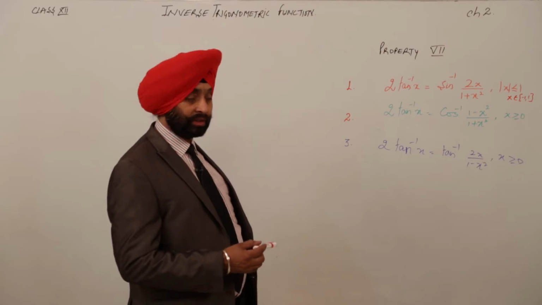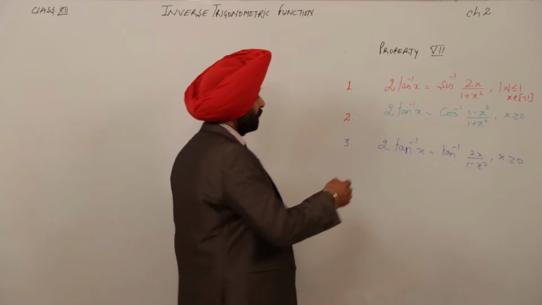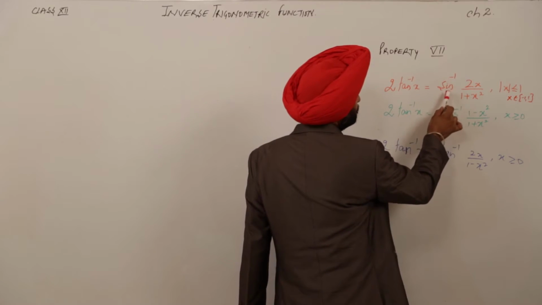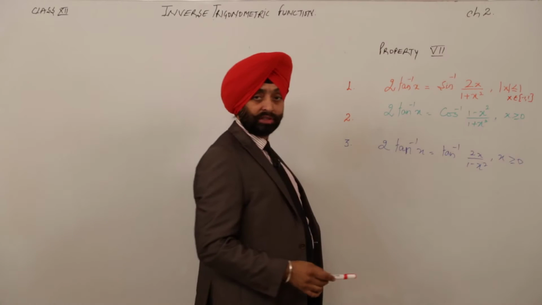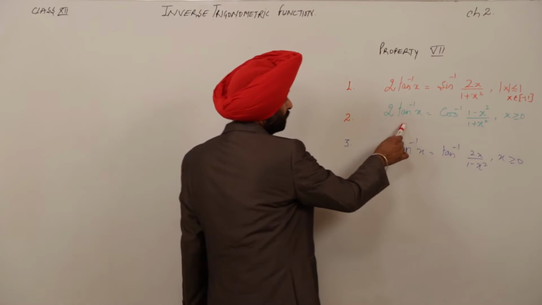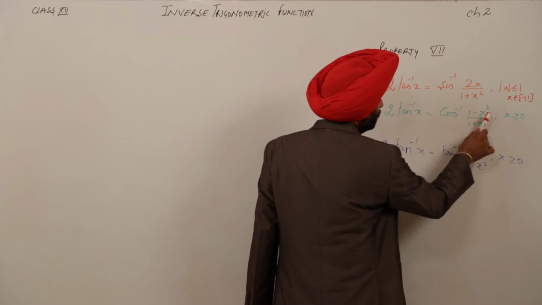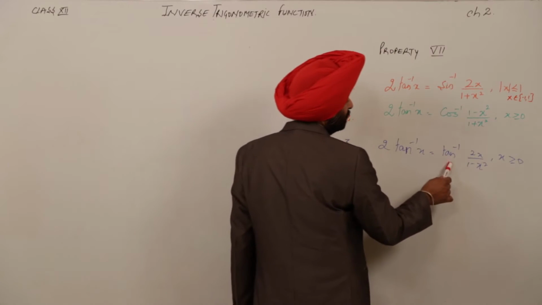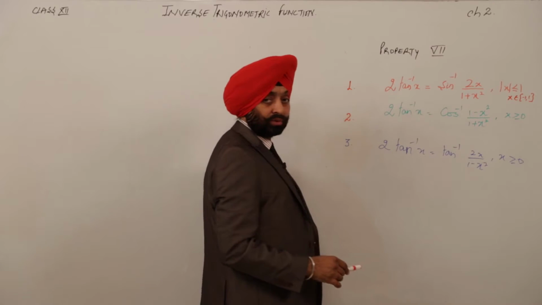What does property 7 say? If we have 2 tan inverse x, we can write it as sin inverse 2x upon 1 plus x square. 2 tan inverse x is equal to cos inverse 1 minus x square upon 1 plus x square, and 2 tan inverse x is equal to tan inverse 2x upon 1 minus x square.